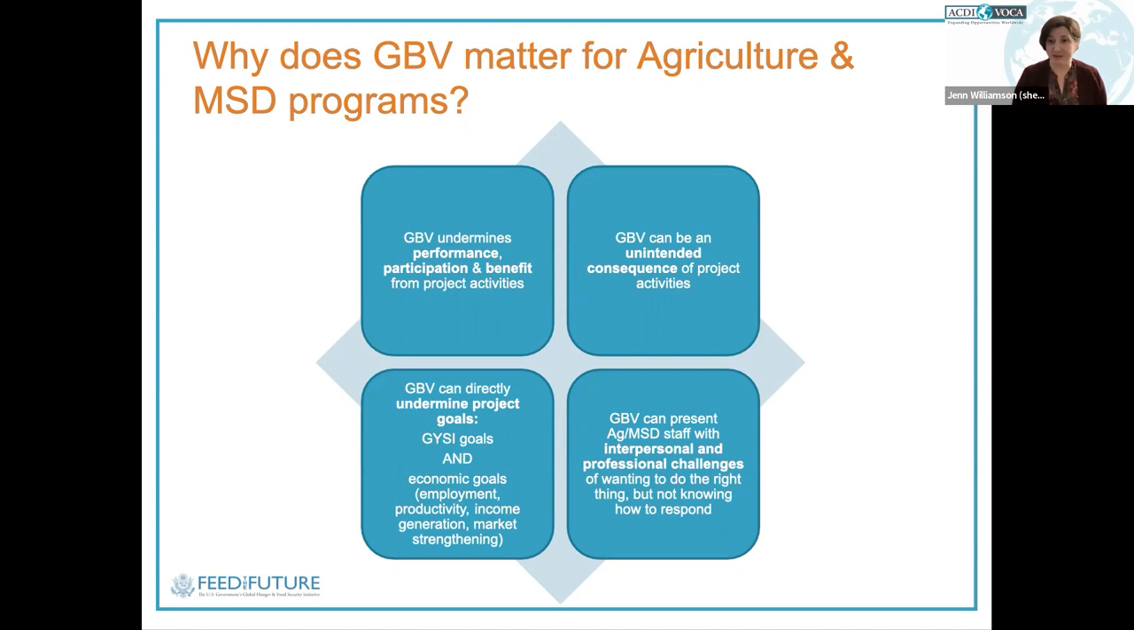It can also be an unintended consequence where we have really good intentions and we're doing things that increase income, for example, but without paying attention to the risks and the potential dynamics and what happens when income increases for certain groups. We could unexpectedly or unintentionally cause negative outcomes that include increases in violence. The other thing to consider is our own staff. When staff encounter gender-based violence disclosures or incidents, if they're not prepared and don't know how to handle it and don't have processes or procedures, there can be interpersonal and professional challenges. So we want to make sure that staff and projects are fully prepared for the context in which they're operating. Next slide, please.